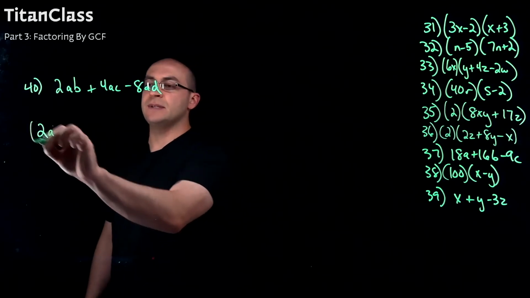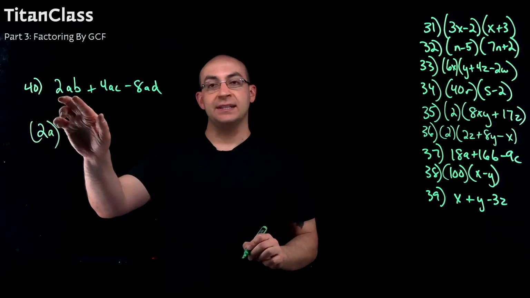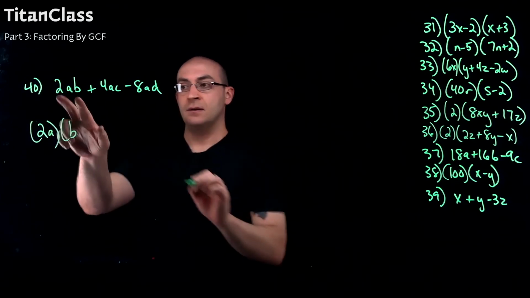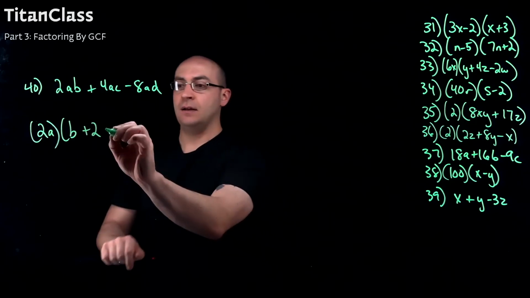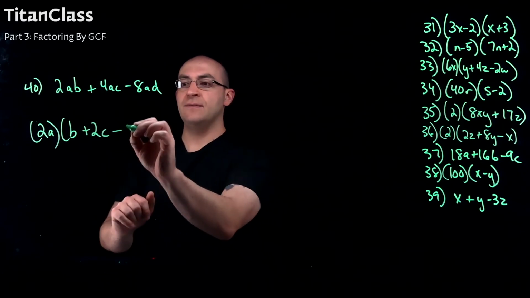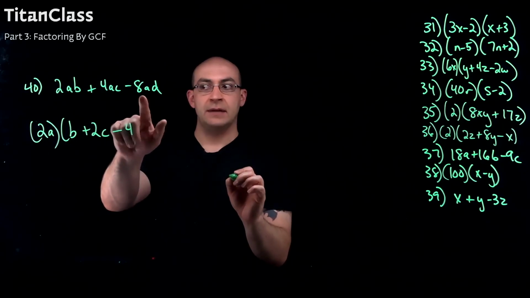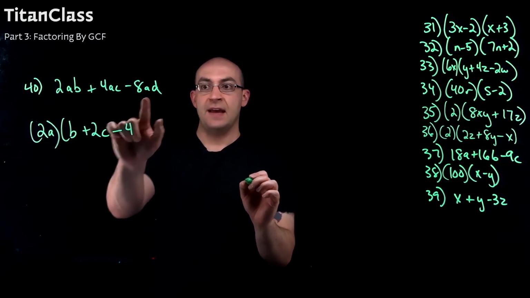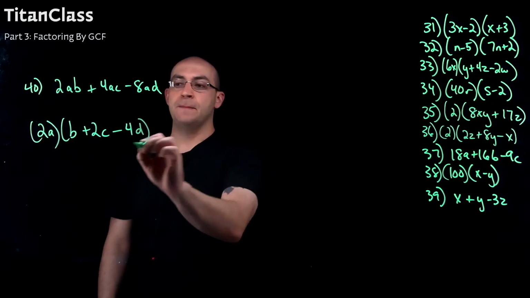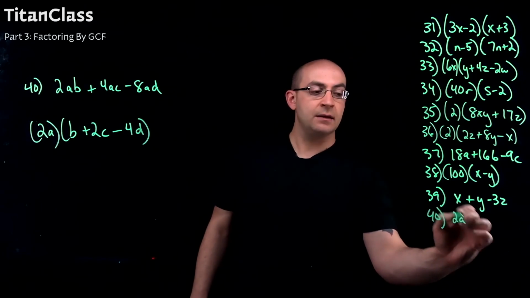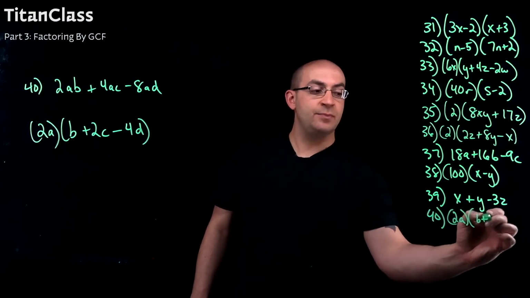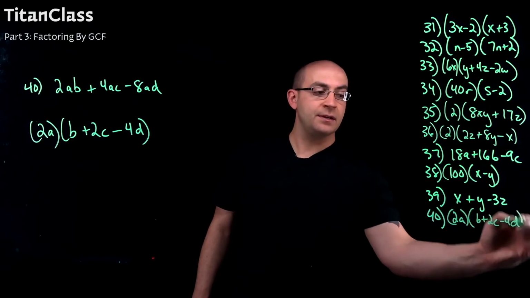So the 2a comes out, which is going to leave me with a b, a 2, and a c, minus sign 4, right? Because I'm dividing. 8 divided by 2 is 4. And the a came out, which is leaving me with d. So our answer for number 40 is going to be 2a times b plus 2c minus 4d.